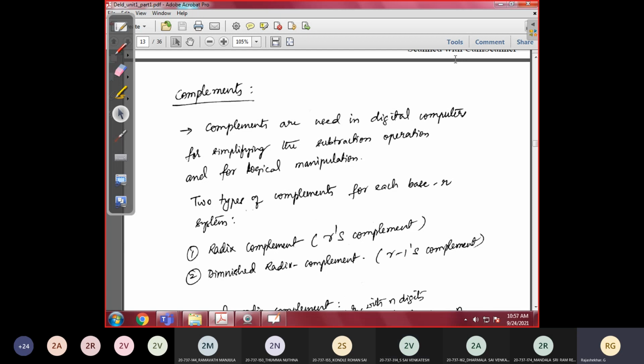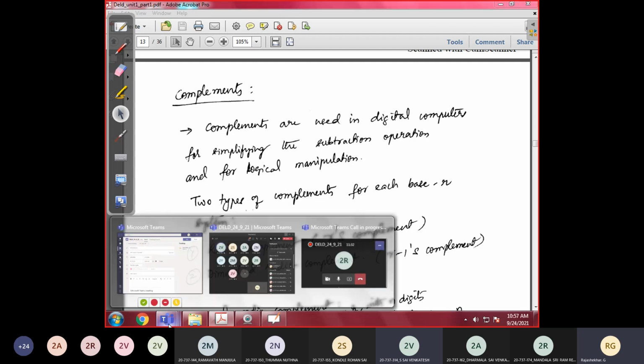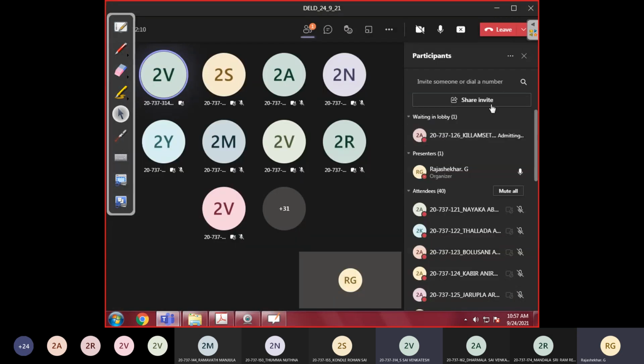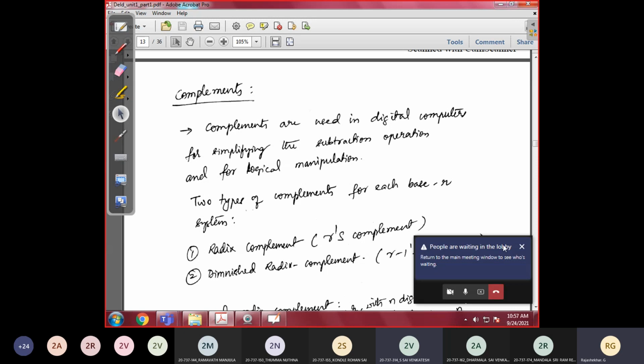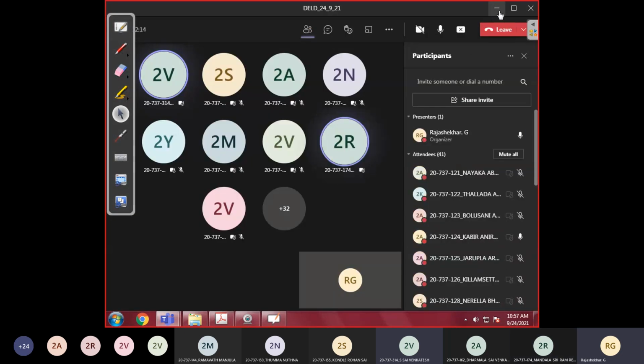So the next important topic which we want to understand is complements. So what is the importance of complements? As you see here, can you see that, offline guys? Online guys, are you able to see the PDF which is shared? Yes, sir.